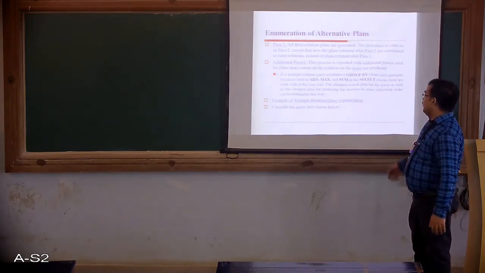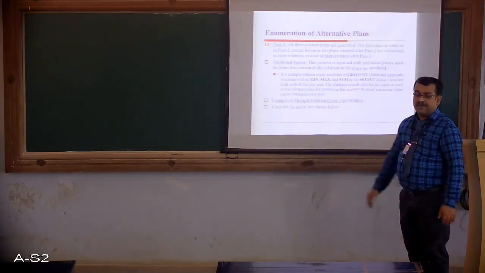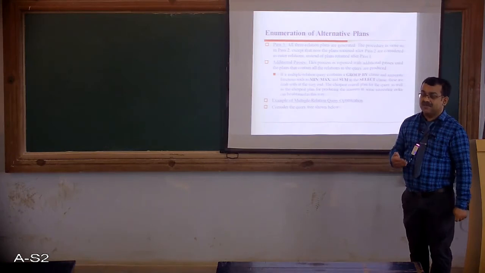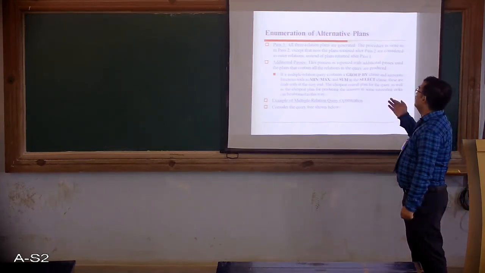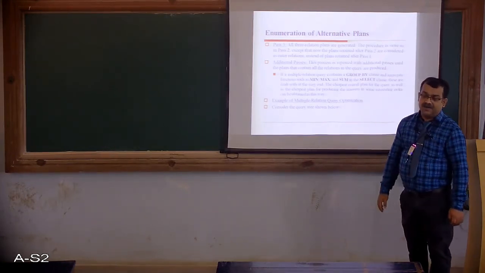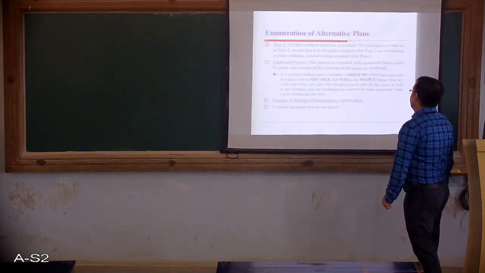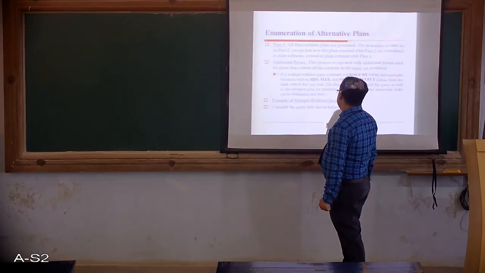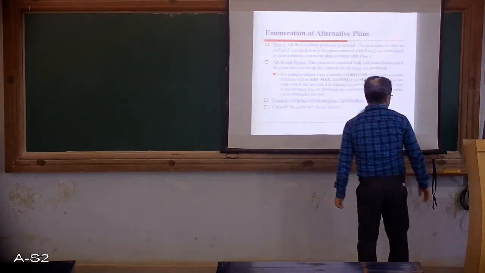So in this way you can go on performing all the passes. This is actually an algorithm for multi-relational queries to find the best possible plan for execution of the query. Okay, so let us take an example here: an example of multiple relation query optimization. Consider the query tree.